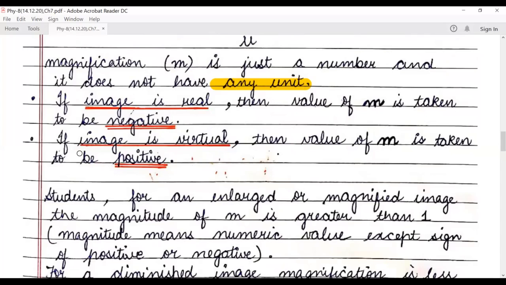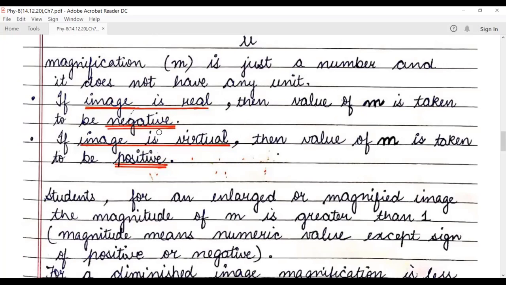Two things which you have to keep in your mind are: if the image is real, that is, real and inverted upside down, then the value of m is taken to be negative. Magnification comes to be negative for a real image, while if the image is virtual, then the value of m is taken to be positive. We have to remember these two points for numerical purposes also. Real image means m is negative. Virtual image means m is positive.